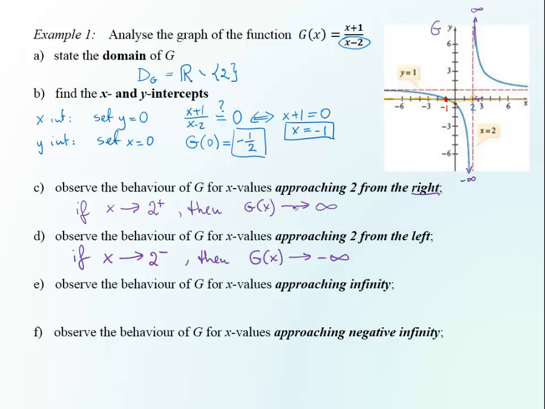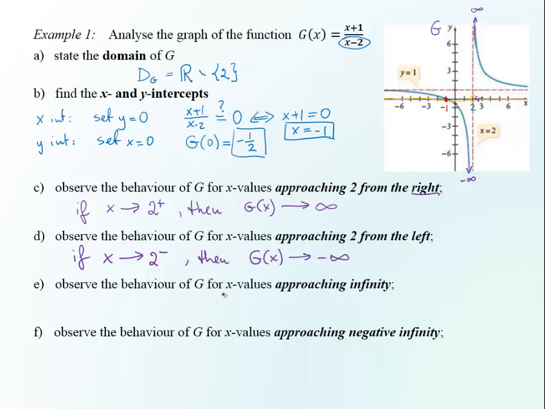So these two statements really catch the property of an asymptote. From the left-hand side, the graph is trying to approach the asymptote by following this line towards negative infinity, and from the right-hand side towards positive infinity.